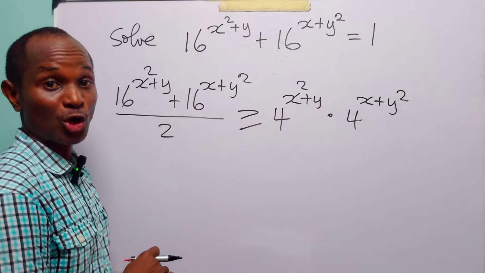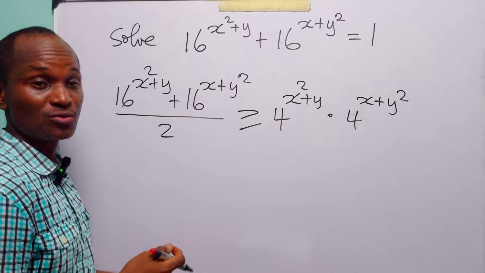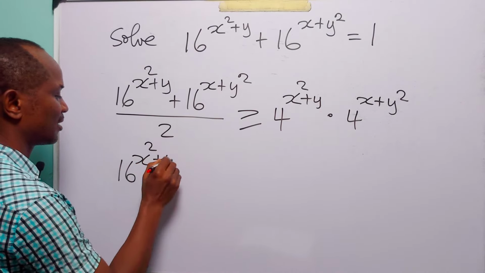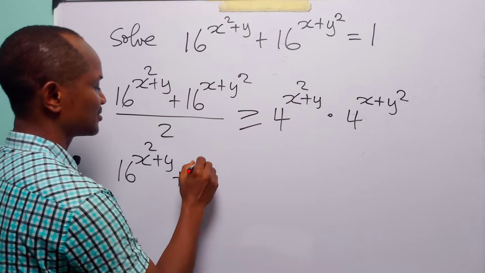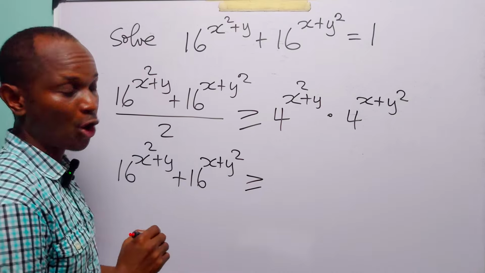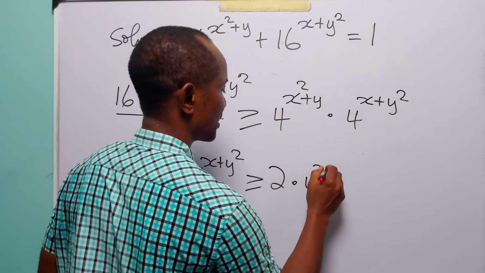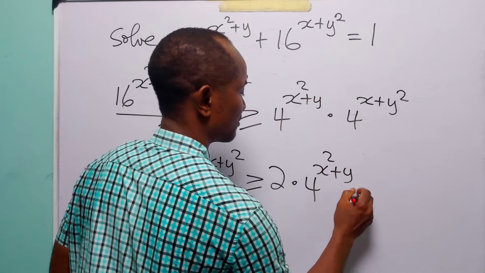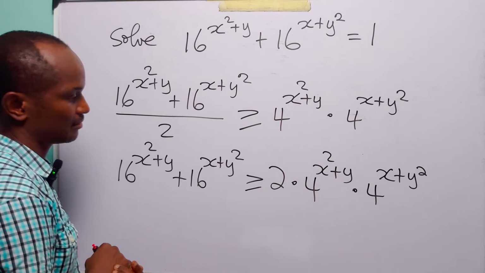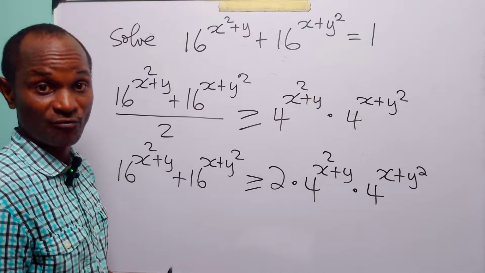Now, to get rid of this fraction on the left-hand side, we are going to multiply both sides of this inequality by 2. When we do that, we have that 16 to the power x squared plus y plus 16 to the power x plus y squared is greater than or equal to 2 times this. That is 2 times 4 to the power x squared plus y multiplied by 4 to the power x plus y squared. But now you know that 2 is the square root of 4.